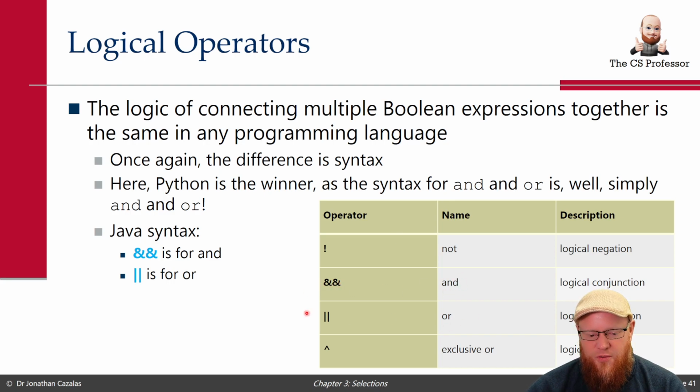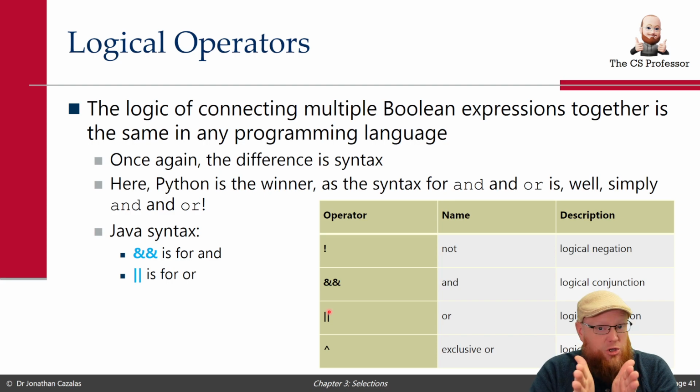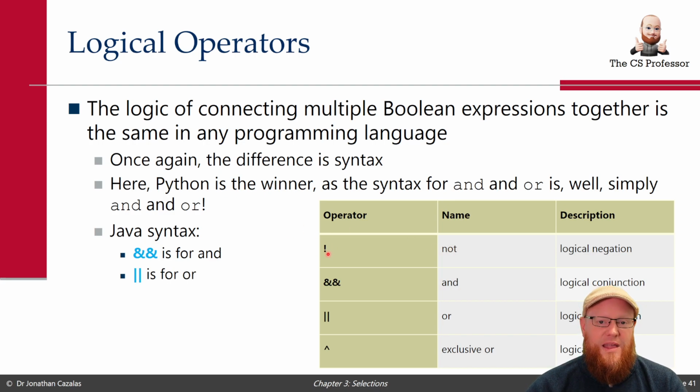The or for Java is this, which is above the enter key on the backslash. It's shift backslash. It's this vertical line. And two of them next to each other. There's no spaces between them. No spaces between these. Two ampersands next to each other is an and in Java, and two vertical lines next to each other is an or. And then finally, Java does not have the not keyword. Instead, it's just an exclamation point, which means not.